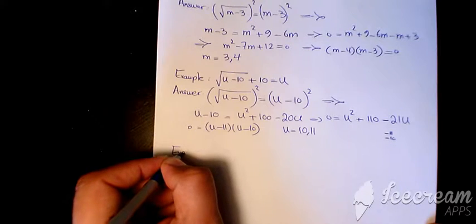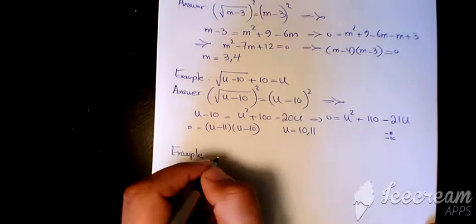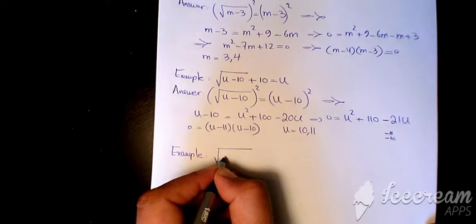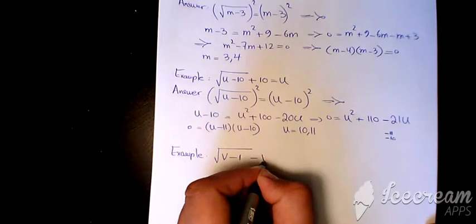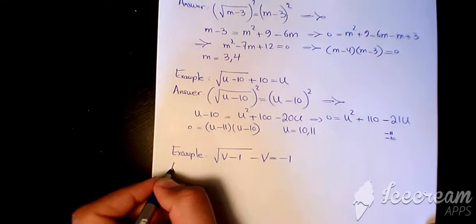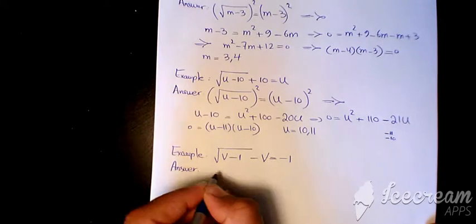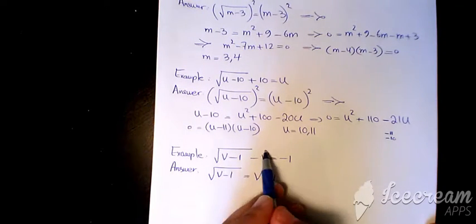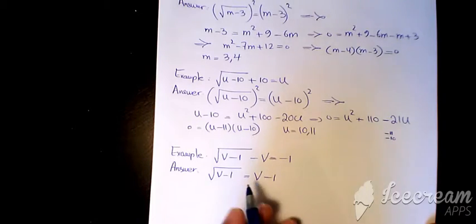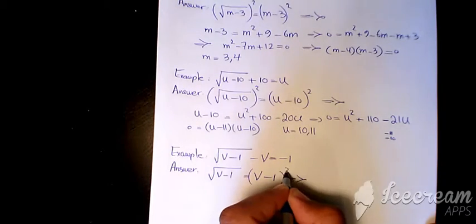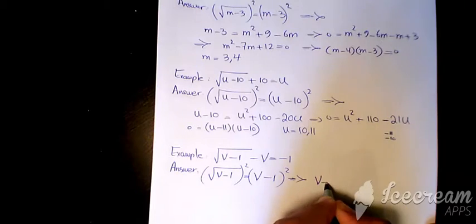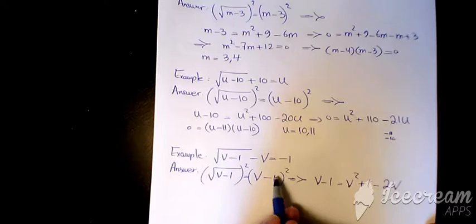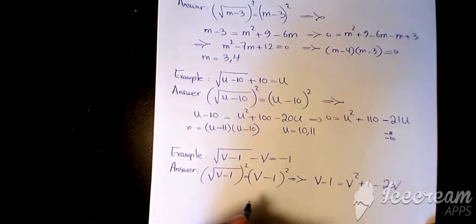Next example is square root of v minus 1, minus v, equals negative 1. The answer will be square root of v minus 1 equals v minus 1, because negative v, when it goes to the right hand side, will be positive. Then we square both sides, it will be v minus 1, and here we have v squared plus 1 minus 2v.